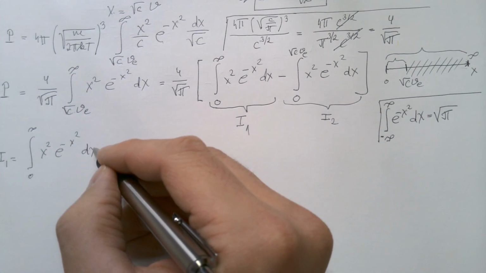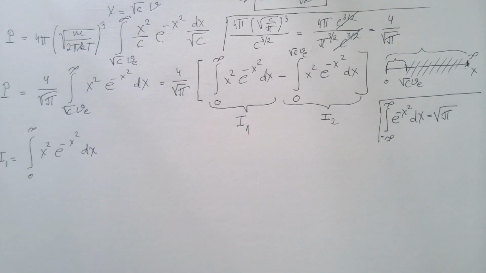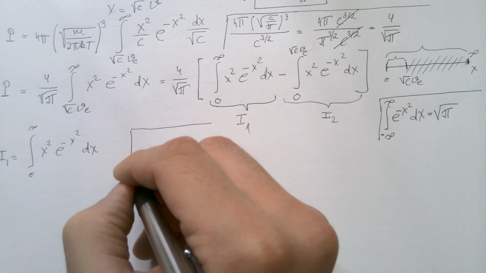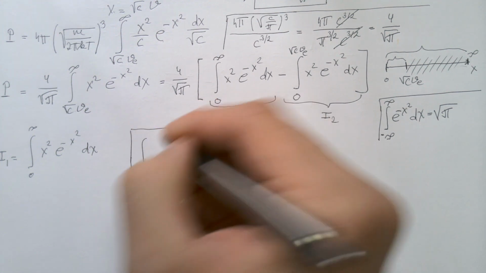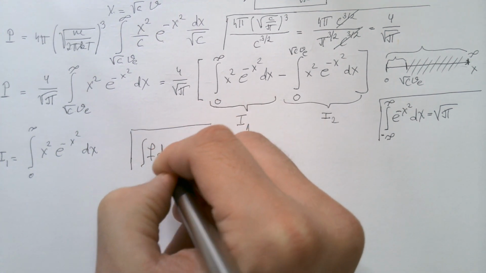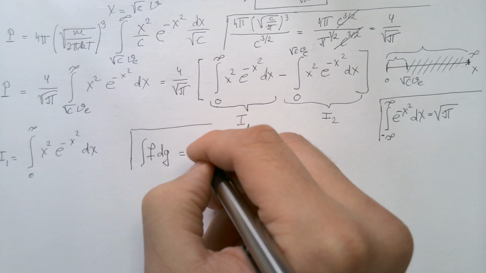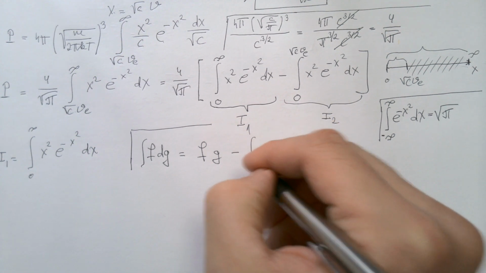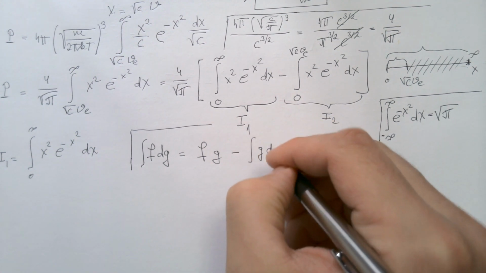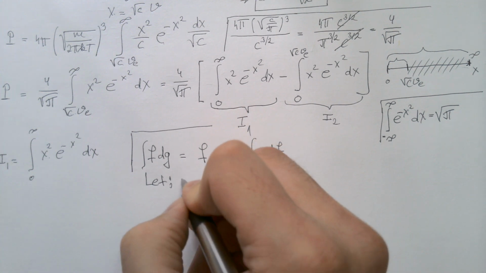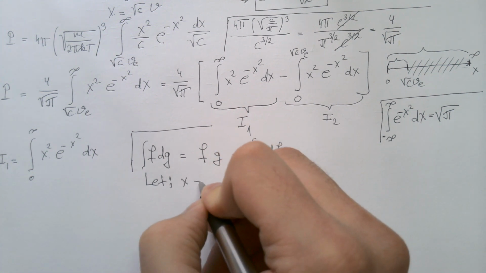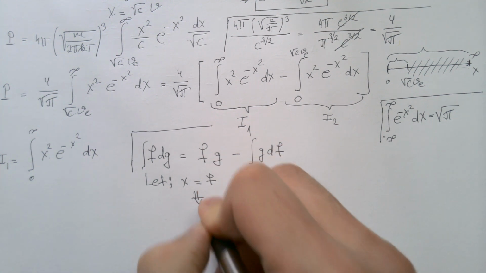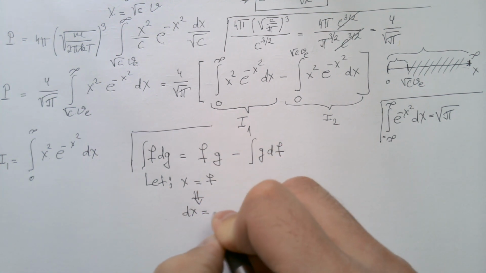This integral can be solved using integration by parts. You will remember that integration by parts says if you have integral f dg, then this integral is equal to fg minus integral g df. Let x, not x squared, but x, be my f. From here, we see that dx is df.